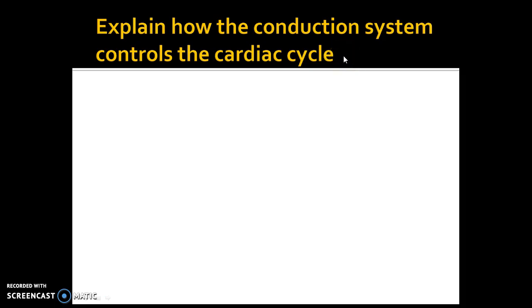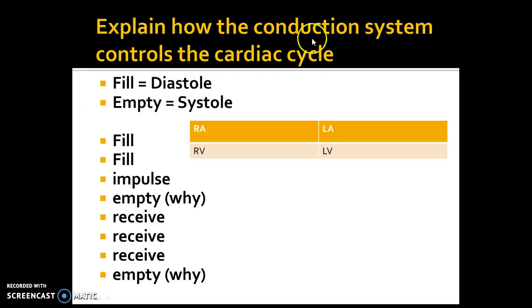So when you're talking about the conduction system control of the cardiac cycle, you have to go through the following order: fill, impulse, empty, receive, empty. Whenever you're talking about filling, you're talking about diastole. Whenever you're talking about emptying, you're talking about systole. So wherever there is a fill or an empty, you're basically talking about diastole or systole, which is a cardiac cycle.